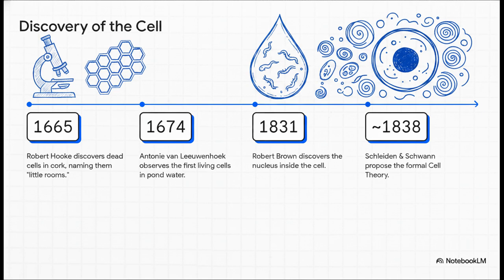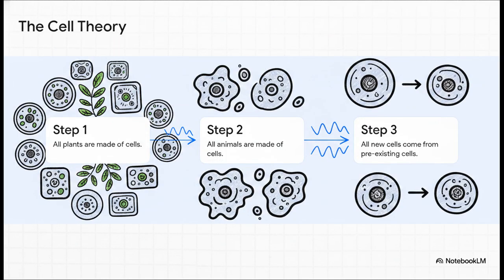All of this incredible work was building up to something huge around 1838. And that's when two scientists, Schleiden and Schwann, put it all together into what we call the cell theory. And it's so beautifully simple. Point 1, all plants are made of cells. Point 2, all animals are made of cells.